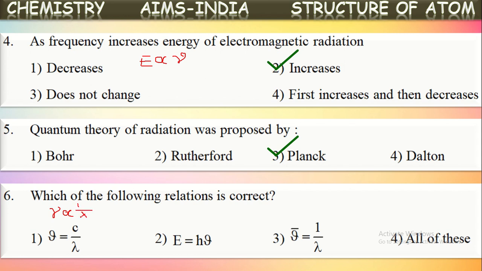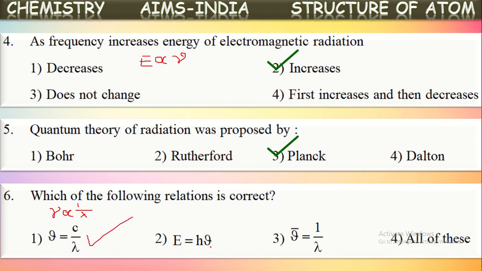So to remove the proportionality here, a constant c is taken. Now it has become nu is equal to c by lambda, where c is the velocity of light, which is a constant. So this relation is correct.